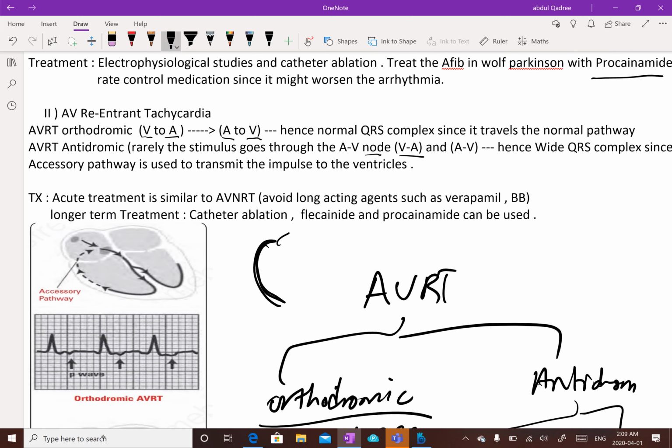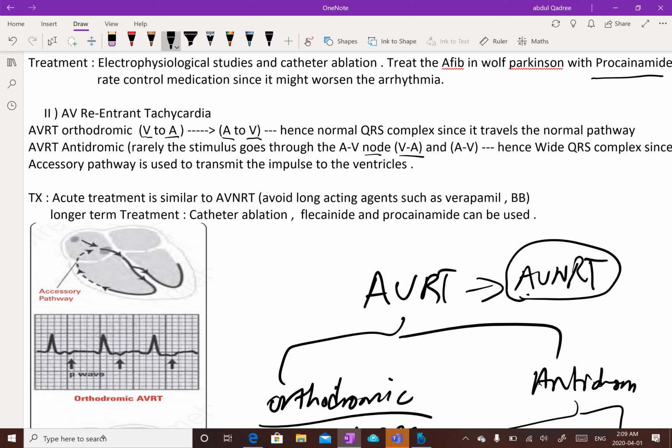Like if we have a heart, you can see that there are atria, and these are the accessory pathways that are causing the abnormality, sending the electrical impulse back and forth. That's called AVRT. Remember, this is not the same thing as AVNRT. AVNRT was paroxysmal supraventricular tachycardia that started near or around the AV node, circling inside the AV node, and it was causing the P waves to get buried in the QRS complex.